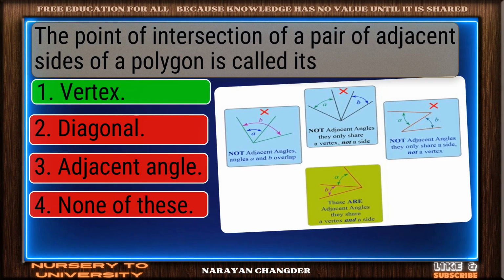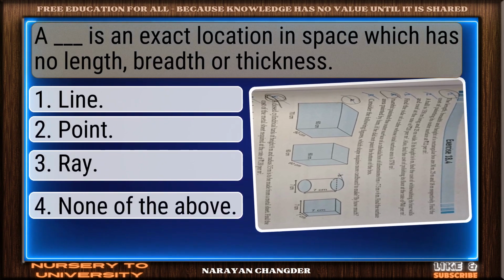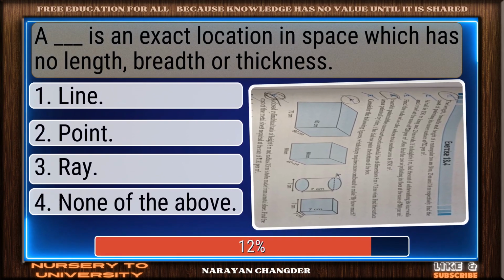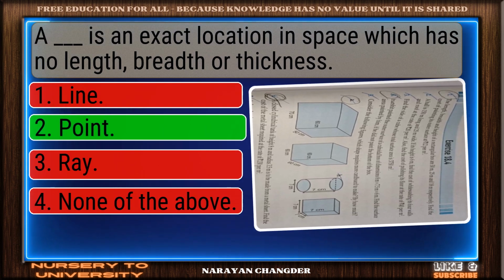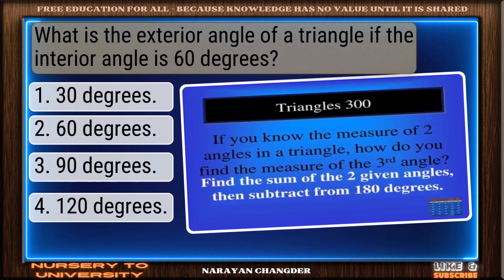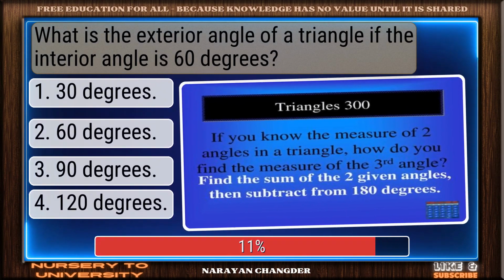Good thinking. Vertex is the right answer. A dash is an exact location in space which has no length, breadth, or thickness. Great thinking. Point is the right choice. What is the exterior angle of a triangle if the interior angle is 60 degrees?